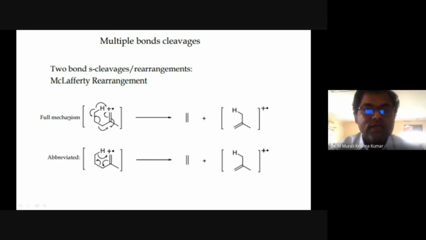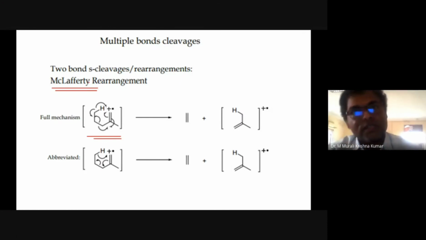Okay, the second one is McLafferty rearrangement. McLafferty rearrangement is a very popular rearrangement as far as mass spectrometry is concerned, because McLafferty is the scientist who is actually responsible for fragmentation, who put a lot of effort in spreading the application of mass spectrometry to structural elucidation. Okay, so here what is happening?